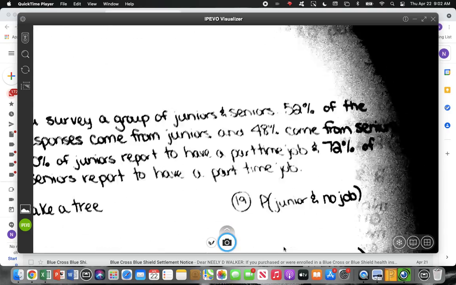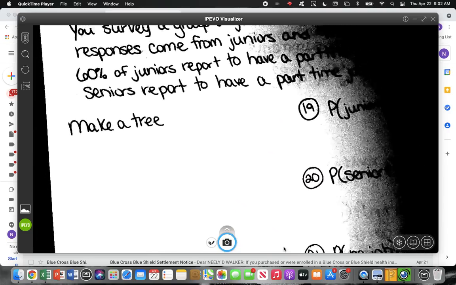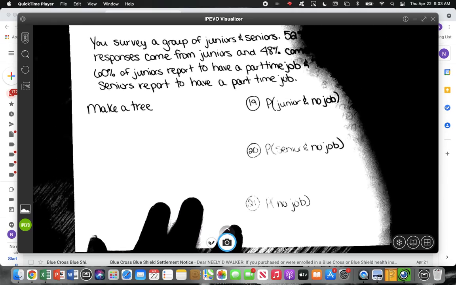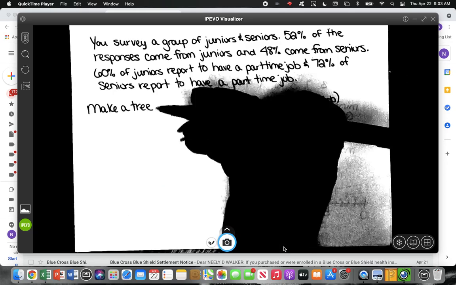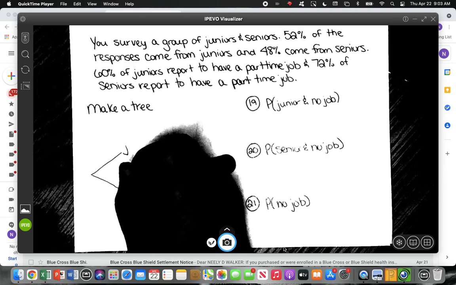All right. Then we moved on, and you see here where I tell you, make a tree. If you look at this survey, I'm asking a group of juniors and seniors to fill out the survey, and it tells me 52% of the responses came from juniors and 48% came from seniors. That's my first part of my tree. The first thing I know is they're either a junior or a senior.